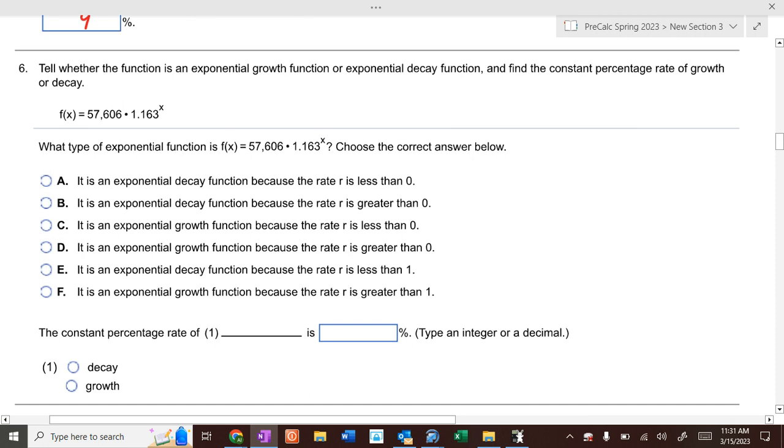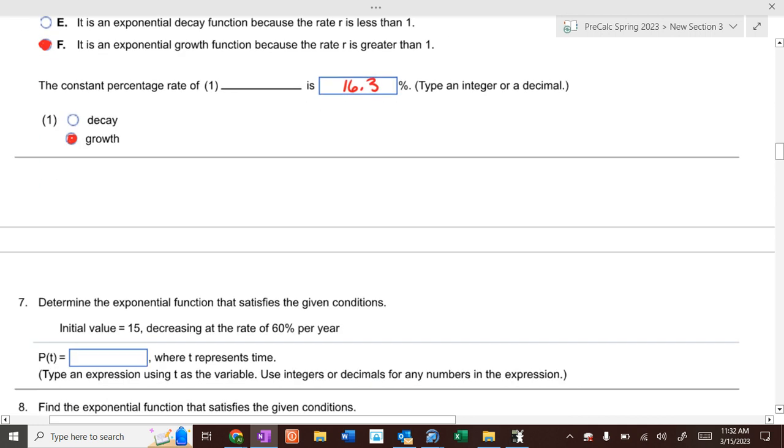Okay? Exponential growth or decay? It is growth because this number makes it bigger than 1. It's exponential growth because r is greater than 1. The rate of r is greater than 1. Okay? The constant percentage of growth on this one is 16.3%.